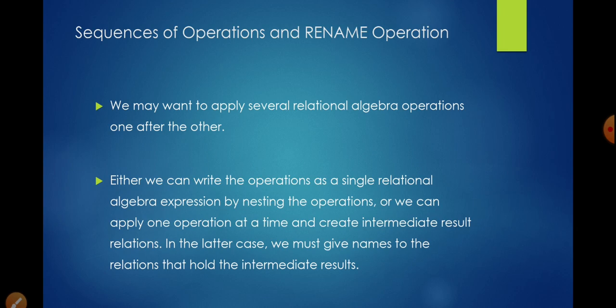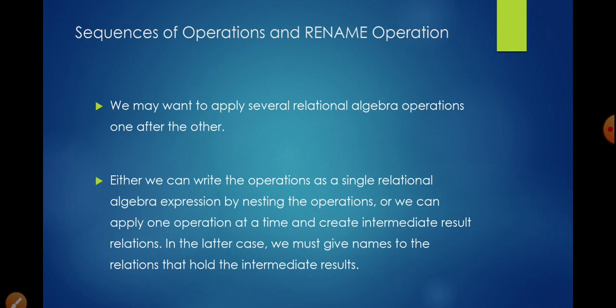We may want to apply several relational algebra operations one after the other. Either we can write the operations as a single relational algebra expression by nesting the operations, or we can apply one operation at a time and create intermediate result relations. In the latter case, we must give names to the relations that hold the intermediate results.